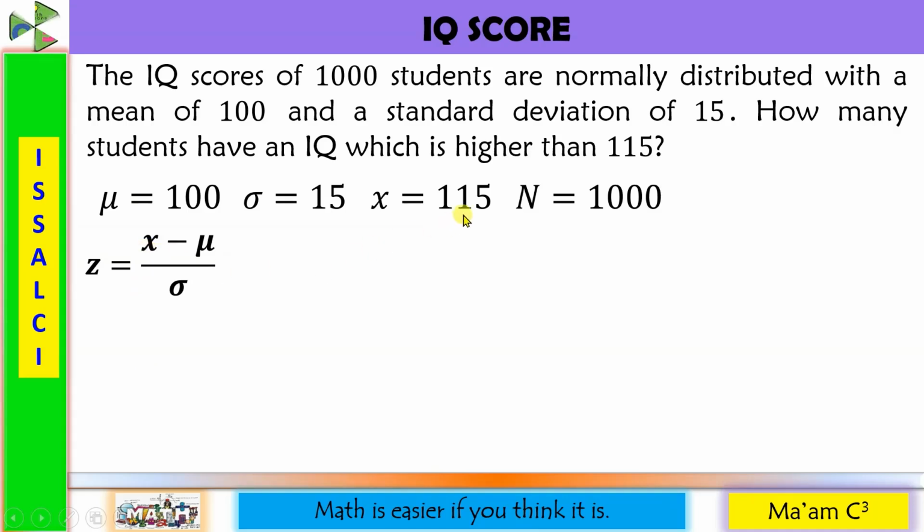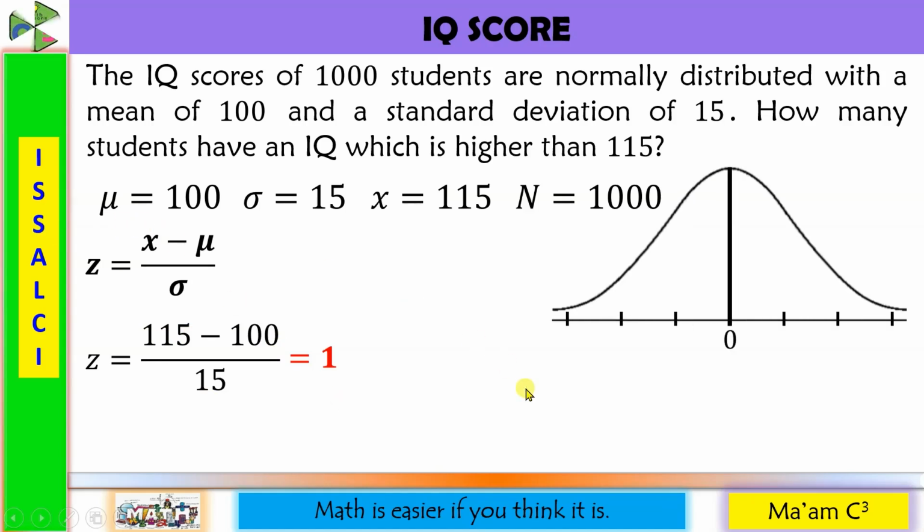Our x is 115, minus mu is 100, divided by standard deviation 15. 115 minus 100 is 15, divided by 15 is equal to 1. Step 3, let us sketch our normal curve. Positive 1 is in here.